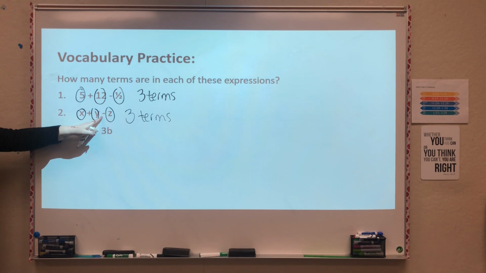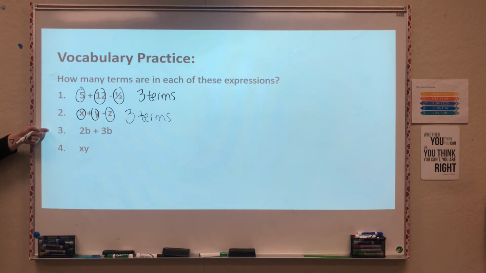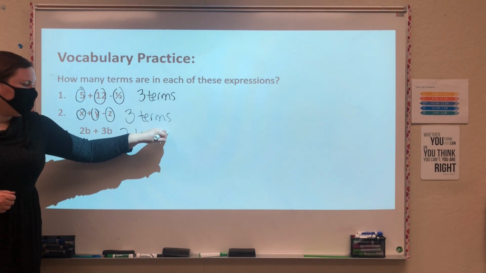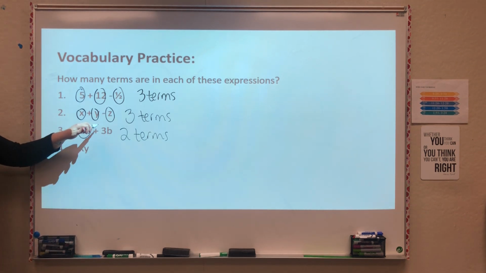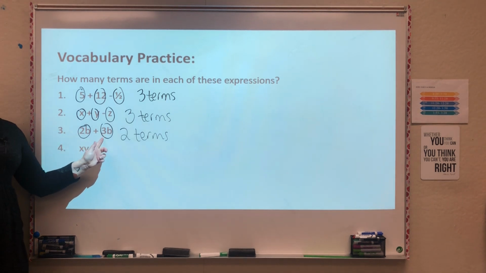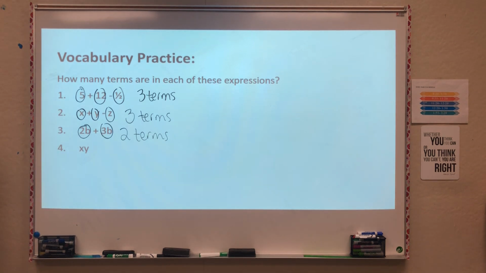Perfect. Again, notice we're separating them with a plus or a minus sign. Number 3, 2b plus 3b. What are those 2 terms here? The 2b and then the 3b. Why is that not 4 terms? I see a 2, I see a b, I see a 3, I see a b. Not separated in the middle. Yep, you got it. They're together. When it's together, it's one single term. If it's separated with a plus or a minus sign, then we get more terms.